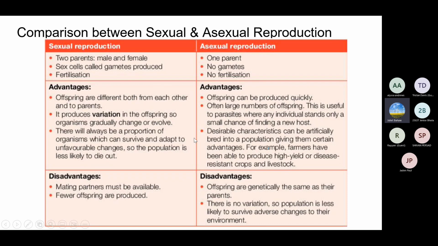And then another advantage is that desirable characteristics can be artificially bred into a population, giving them certain advantages. For example, farmers have been able to produce high yield or disease resistant crops and livestock. Now we have seen in artificial vegetative reproduction, we've seen grafting, we have seen tissue culture. Those are two artificial ways in which you are actually choosing what plants you want to reproduce.